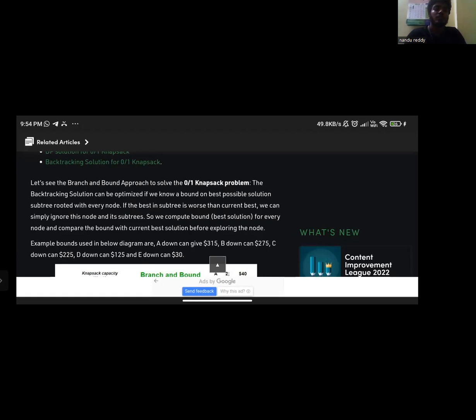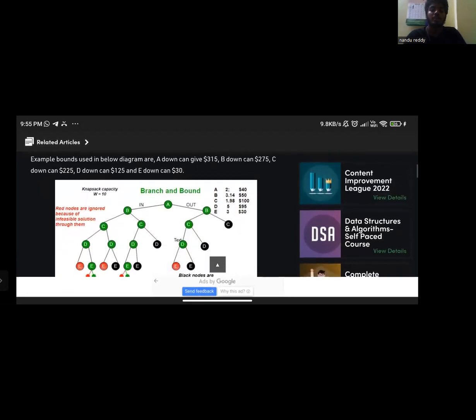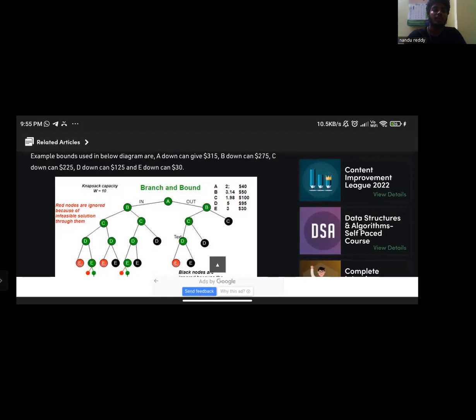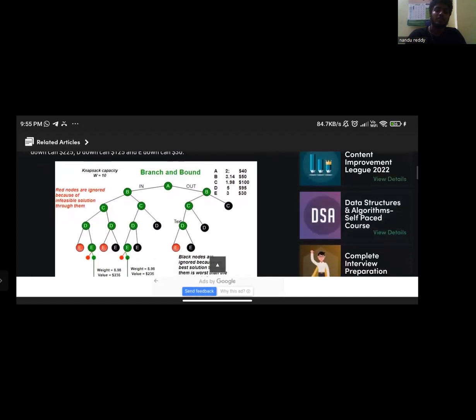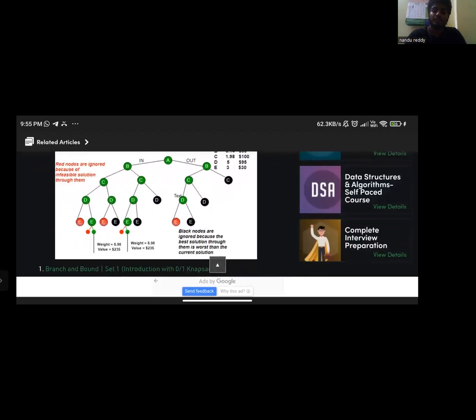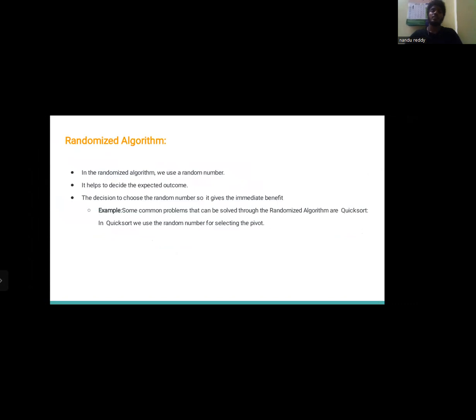For example, bounds used in the below diagram: A can give $315, B can give $225, C can give $225, D can give $125, and E can give $30. These are branch and bound techniques. We saw the 0-1 knapsack problem.